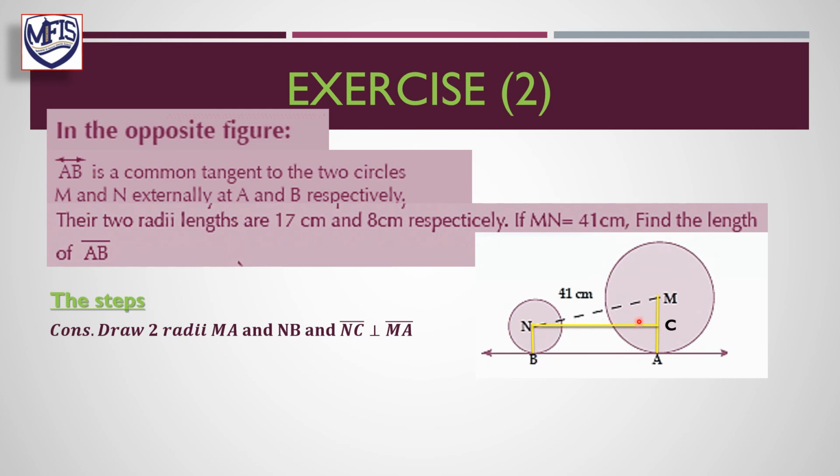And NC is perpendicular to the radius MA. Now measure angle C equals 90 degrees also. So the figure ACNB is a rectangle. Now how to find the length of AB? Now stop the video, solve this problem yourself, then check your answer from the model answer. Okay, now the steps.